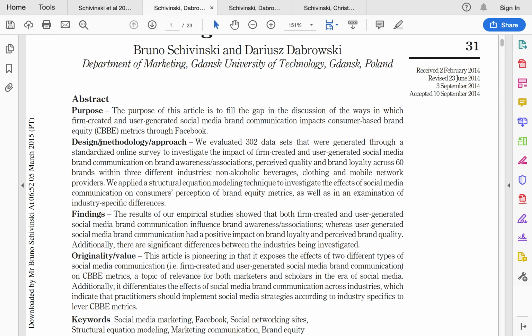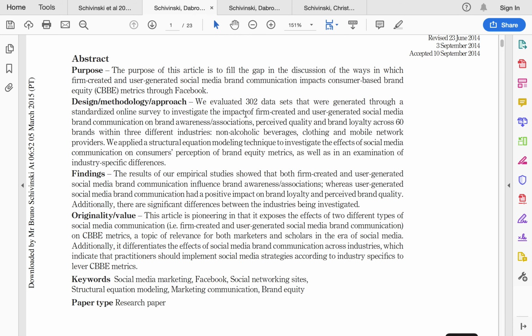The methodology here, the design of the paper, how it was done, okay? So probably you're talking about the sample size right here, okay? You're going to mention that this was a survey analysis. It could be any type of research. If you're doing interviews, it would be interviews. If it was ethnography, it's going to be ethnography. This is like the method. How you checked that, in this case, firm-created or user-generated would be influencing CBBE, right? Brand equity, okay?